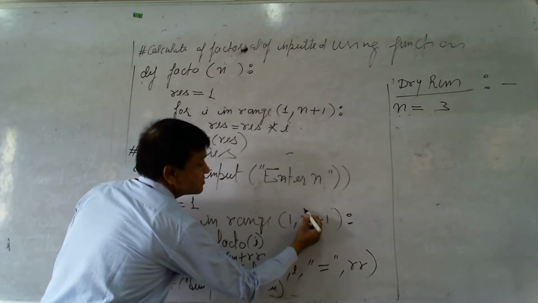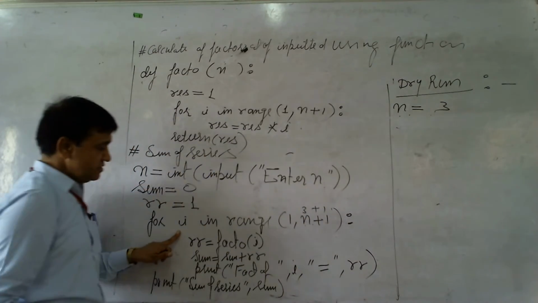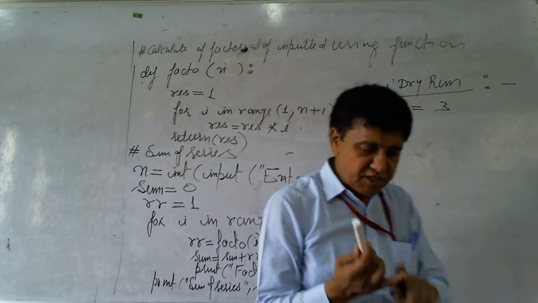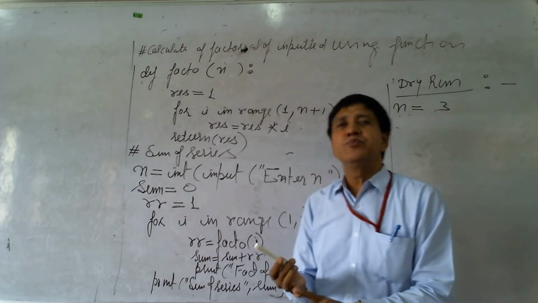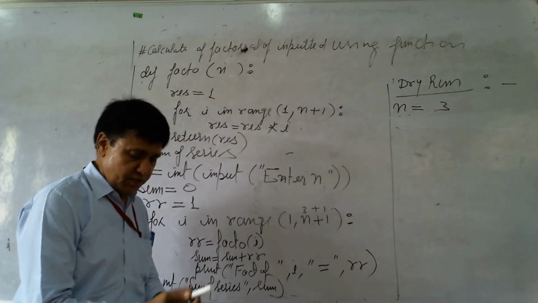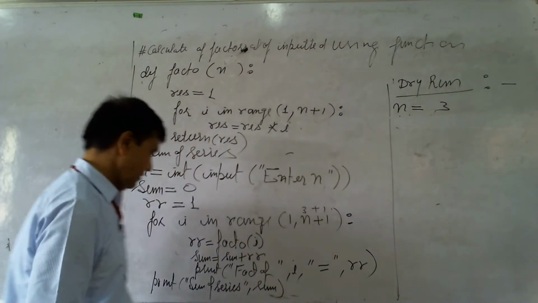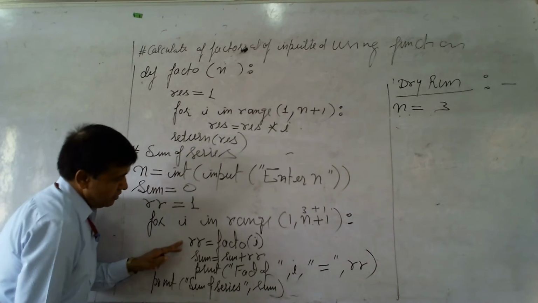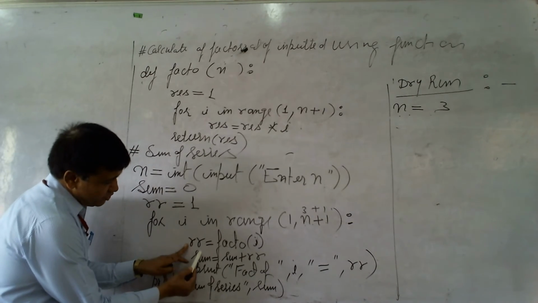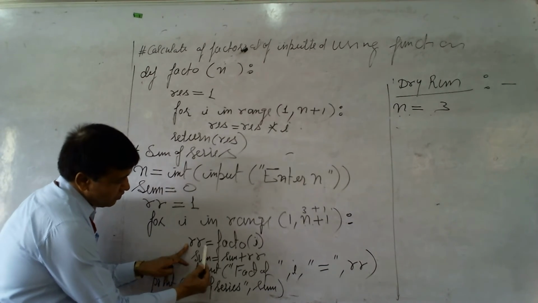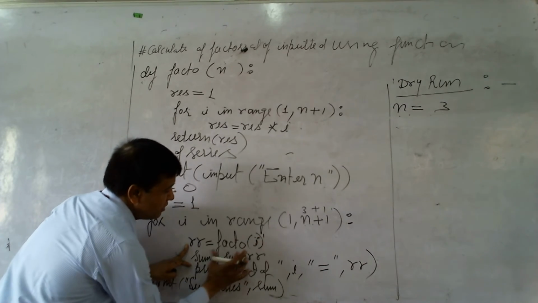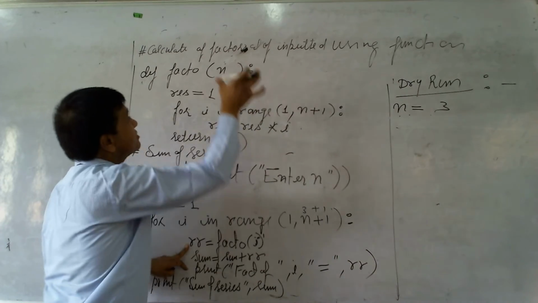Now for i in range, see the value of i is 1 here and n plus 1. What is the value of n? This is 3 plus 1. It means in this case this for loop will be executed 3 times. The first value of the for loop is i equal to 1, second value i equal to 2, and third value i equal to 3. Fine. After this, the statement will be executed: rr equal to factor i. Now the first value of i is 1, and the program directly jumps to this factor.